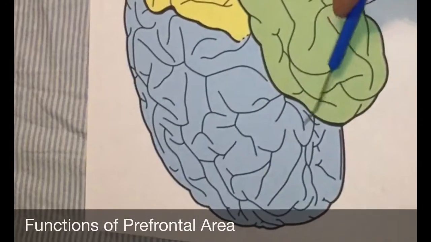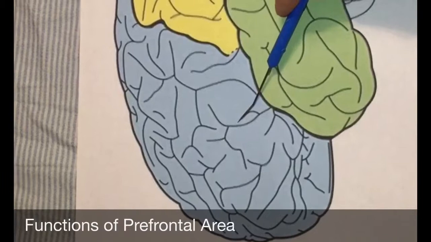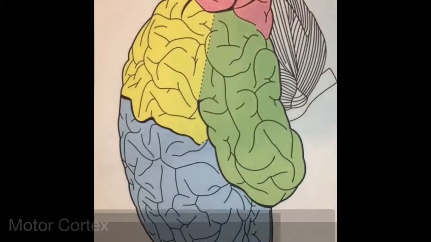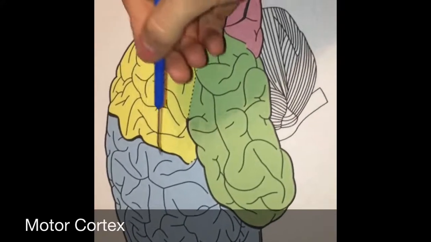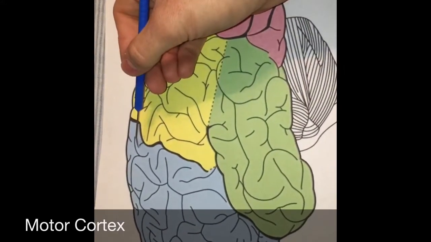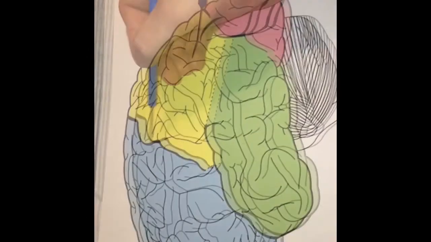And right here in this area would be the Broca's area, which is where language production comes from. Continuing on with the frontal lobe, right along this border right here is where we would find the motor cortex, which allows for voluntary motor activity.